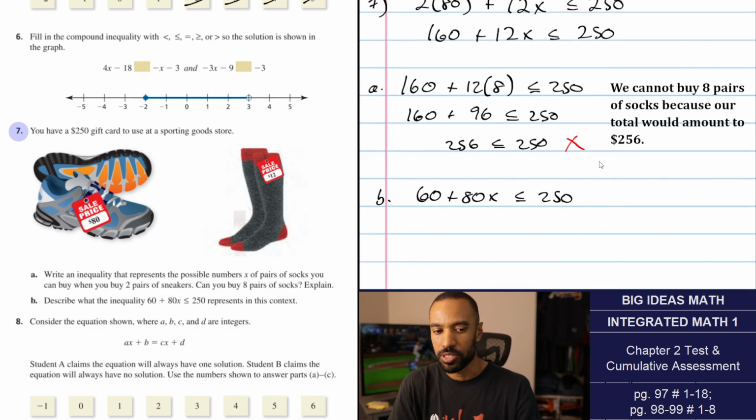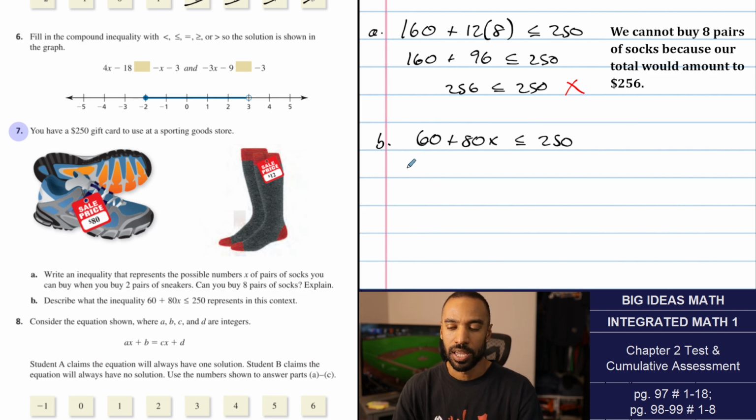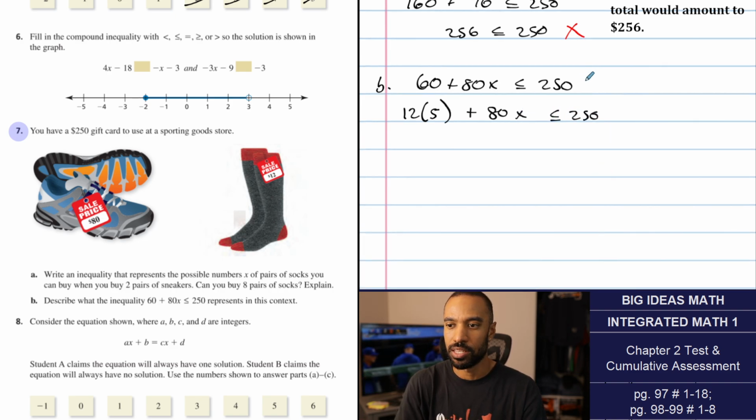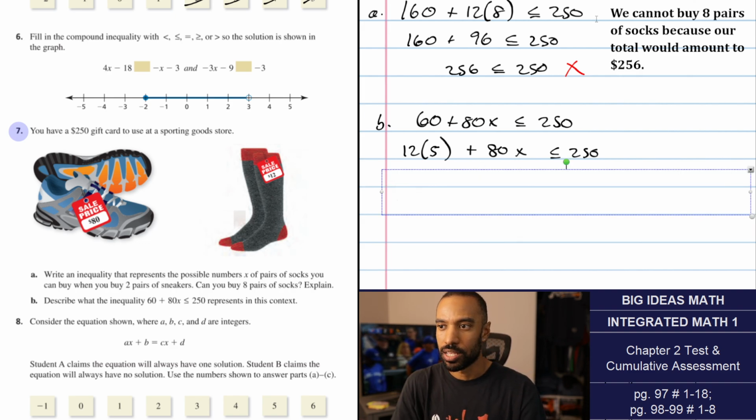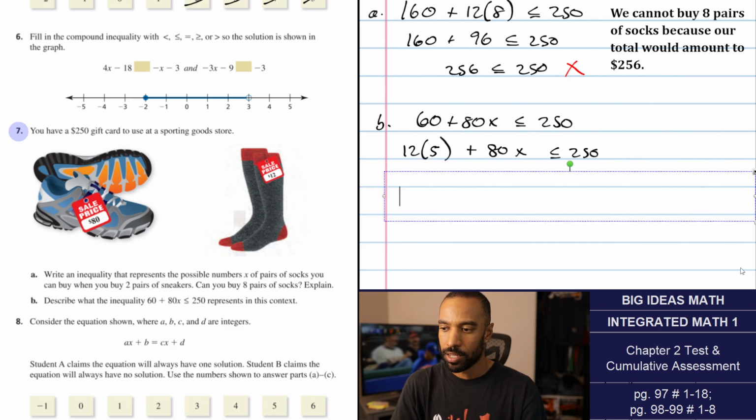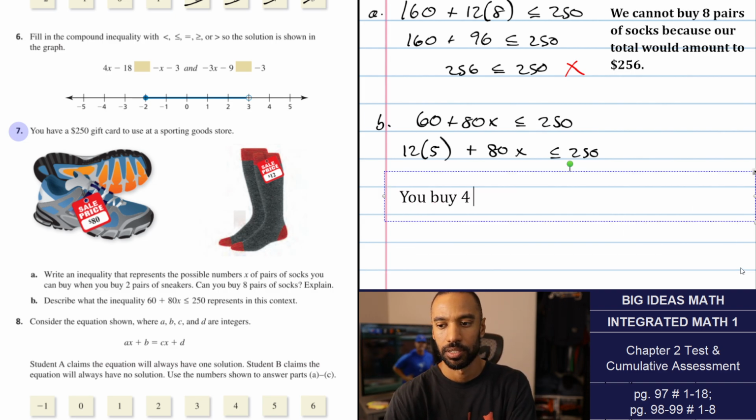So when you see 60 plus 80x, 80 is not a multiple of 12. So 80 is a multiple of 80, and 60 is a multiple of 12. So this time, the 12 has to do with the 60. That's $12 per sock times 5 pairs of socks. The 80x is $80 per pair of sneakers times the number of pairs of sneakers. So when we write this, the situation is, you buy 5 pairs of socks.